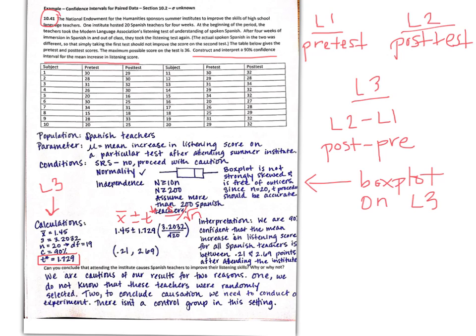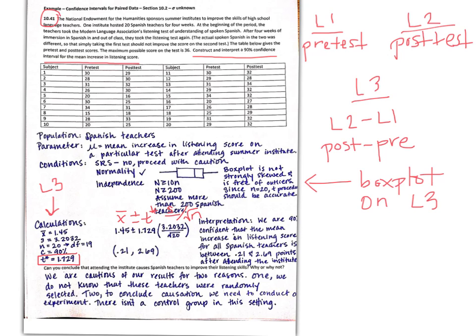and interpret your results. So we're 90% confident that the mean increase on listening score for all Spanish teachers is between 0.21 and 2.69 after attending the Institute. So just based on the numbers alone, it looks like there is an improvement. It doesn't look like there's a huge improvement, but there's an improvement nonetheless.